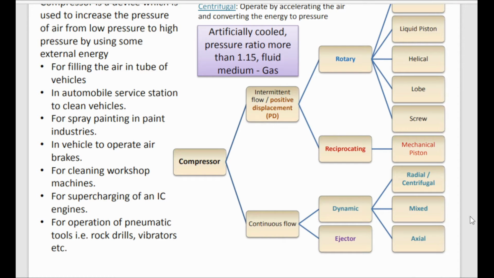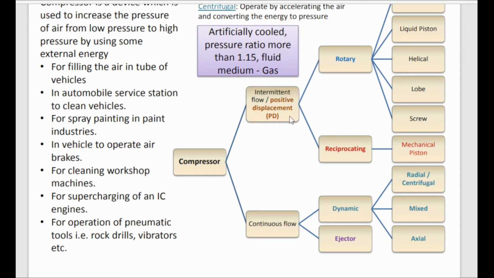Now compressors can be broadly classified into two, that is one is intermittent flow or positive displacement flow. So you know what is PD. The flow is allowed to flow in only one direction. You cannot close the delivery valve. You know that. Now continuous flow.